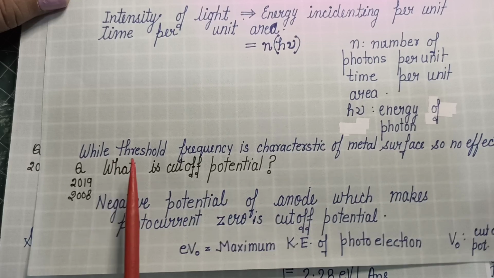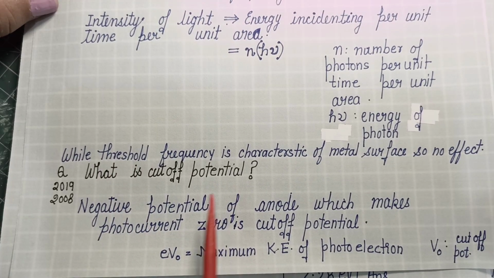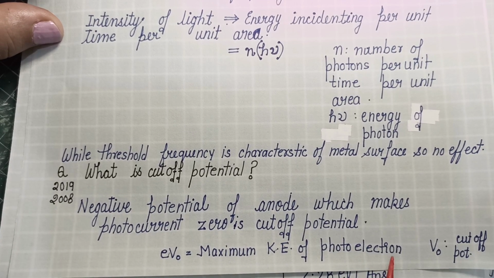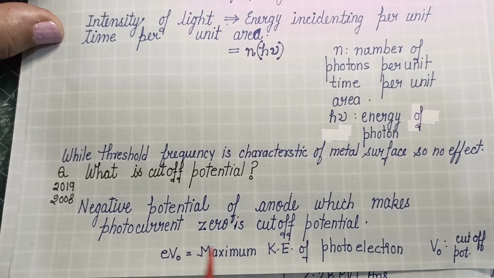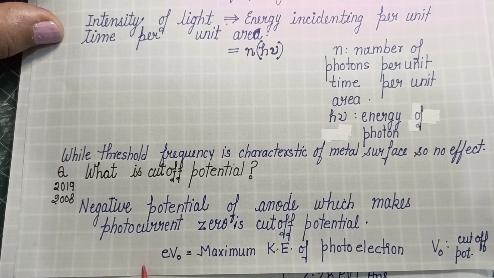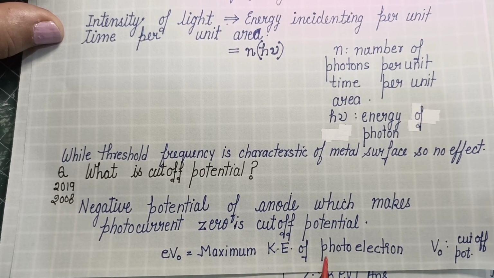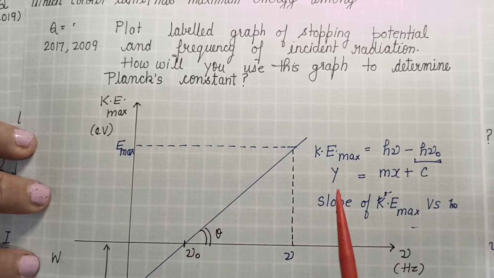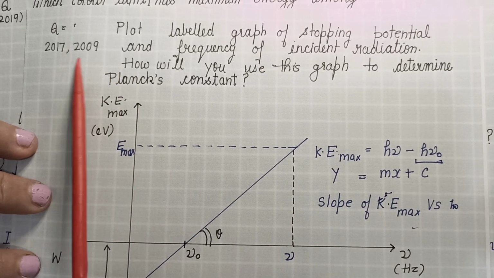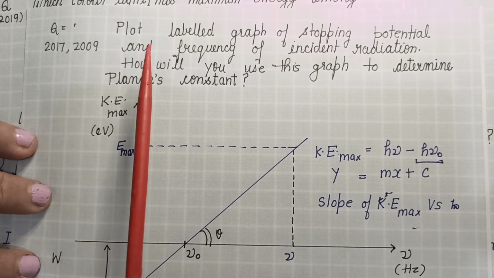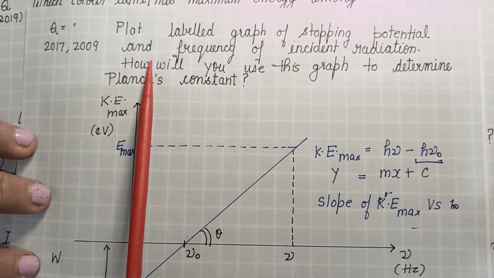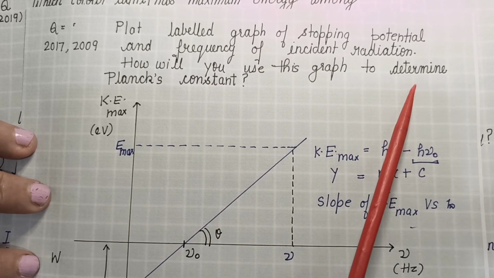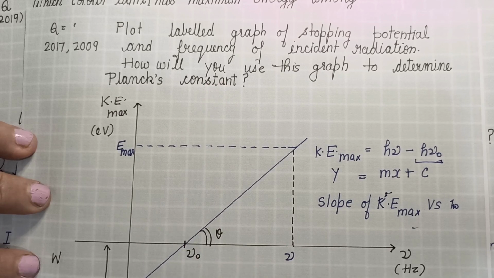Similarly, if the question asks what is cutoff potential, then you will write the definition and after that you will show that the maximum kinetic energy of the photoelectron is related to the stopping potential through this relation. And then the third type of question is the question on graphs. Like here, this is a very important question for this semester also: plot a labeled graph of stopping potential and frequency of incident radiation. How will you use this graph to determine Planck's constant?